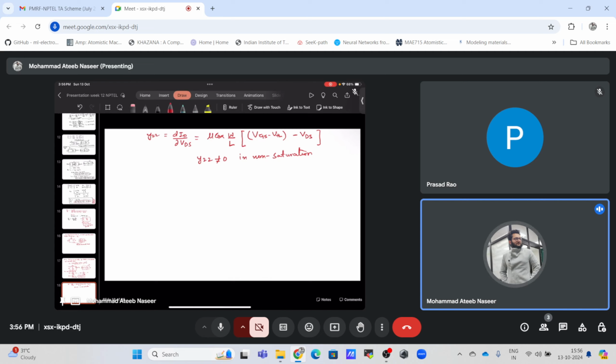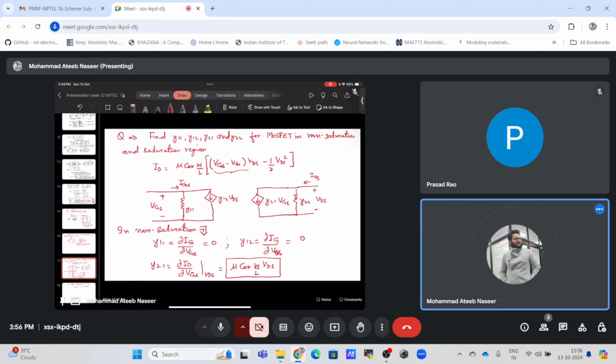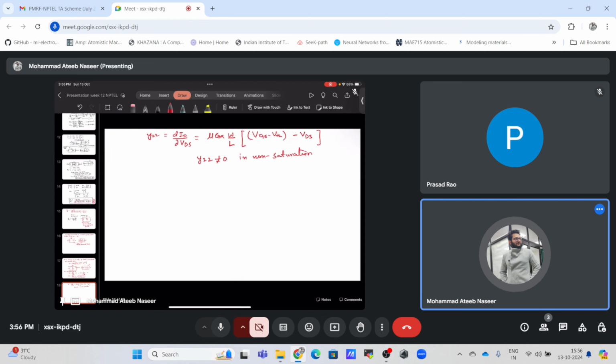Okay, so you must have heard that we operate the MOSFET in the saturation region, because in that region the Y21 will be the maximum, and also you can say this Y22 will be equal to 0, which we will see. Okay, so now let's use another color. In saturation Y11 will still be 0 and Y12 will still be 0 because gate current is 0.